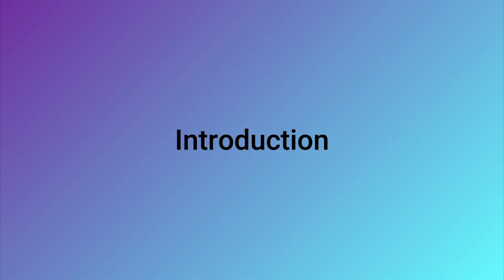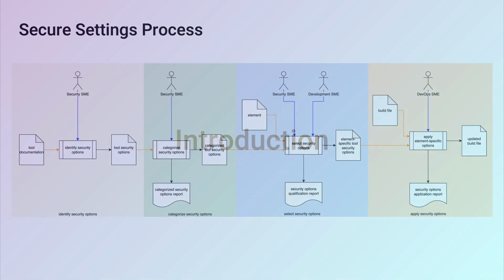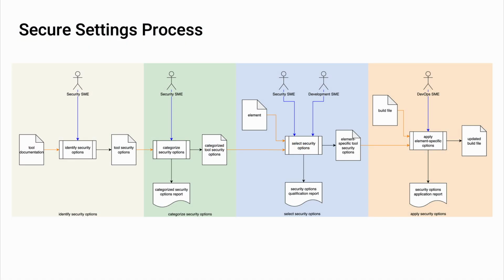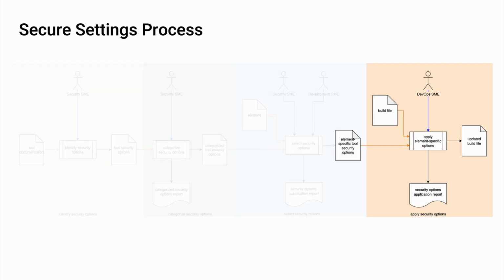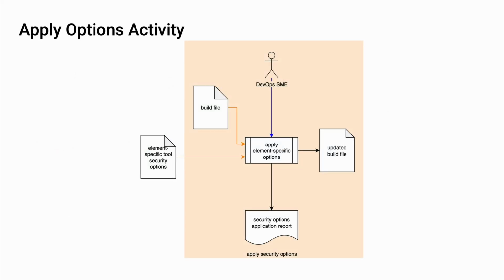Before getting into Option Application, let's briefly review where it fits in the overall Secure Settings process. Here's the Secure Settings process which we previously covered in the Secure Settings Overview. Our focus for this training is going to be on the fourth activity, that of Option Application. Within the Option Application activity, the DevOps SME takes the element-specific tool security document from the Option Selection activity and the build file and applies the security options to the appropriate elements section, creating an updated build file and generating a Security Options Application report.